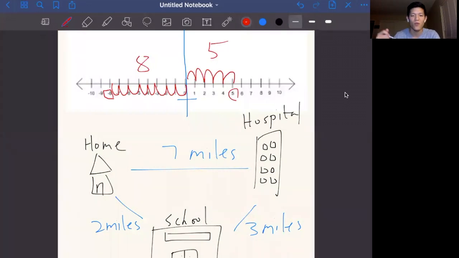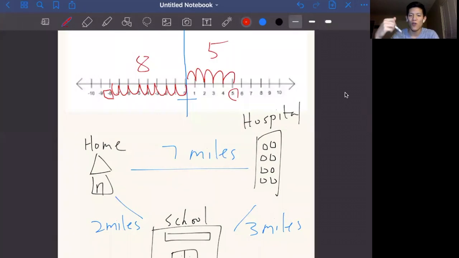We have a home, school, and hospital. Now let's say distance between home and school is 2 miles. You don't say distance between home and your school is negative 2 miles. You never say that, and you probably never heard that either. Because when you talk about distance, you always talk in positive terms, even if, let's say, you're going backwards.